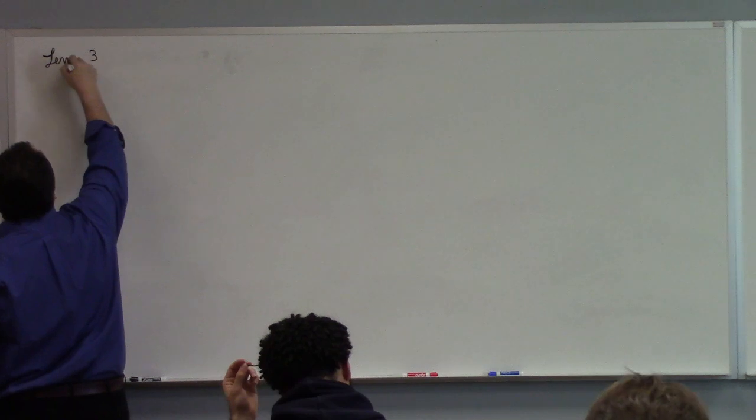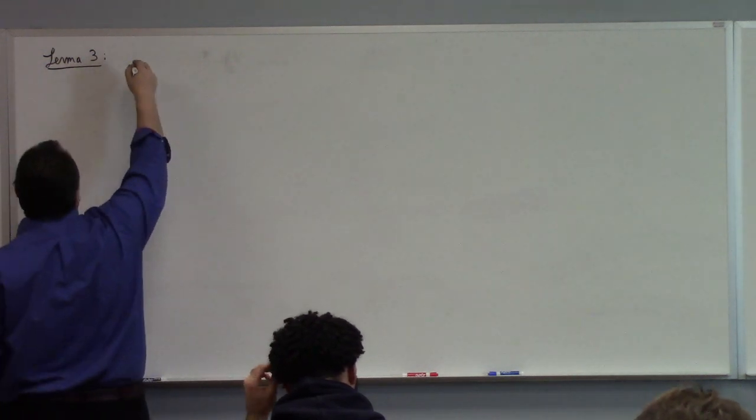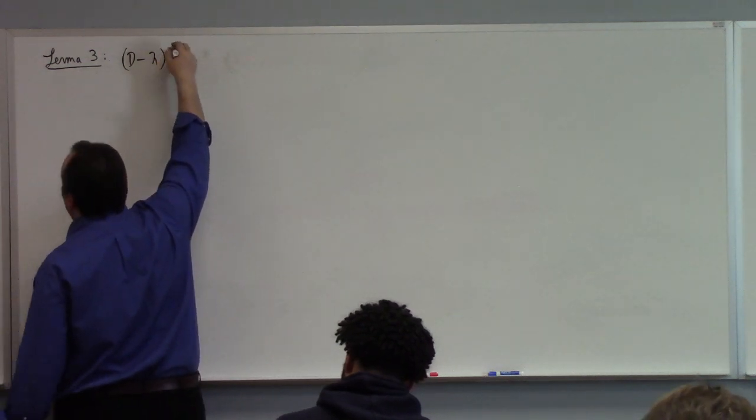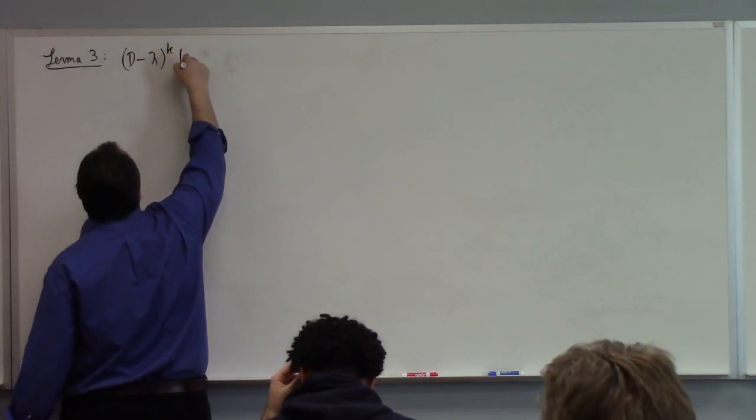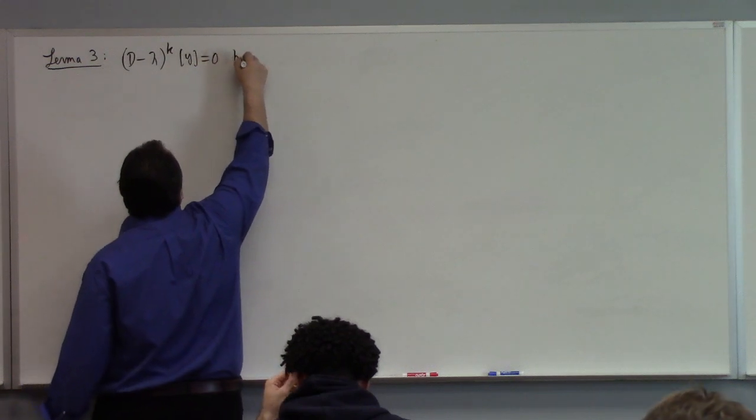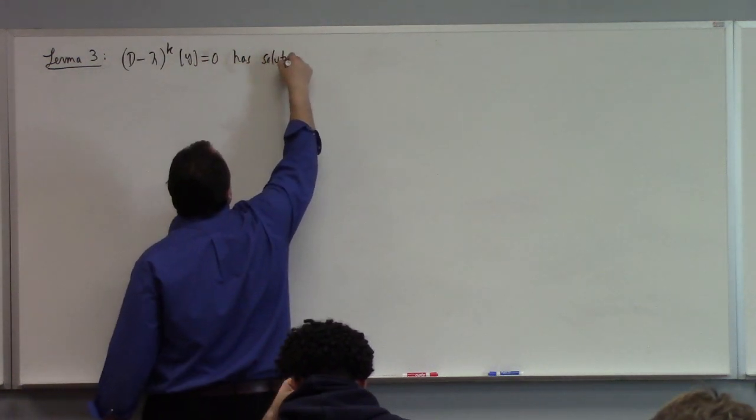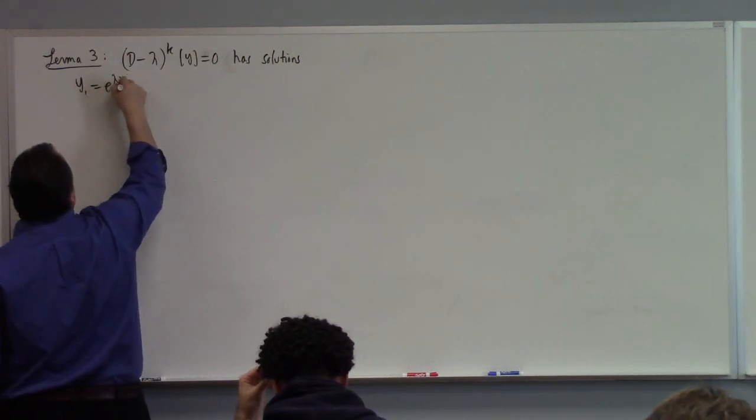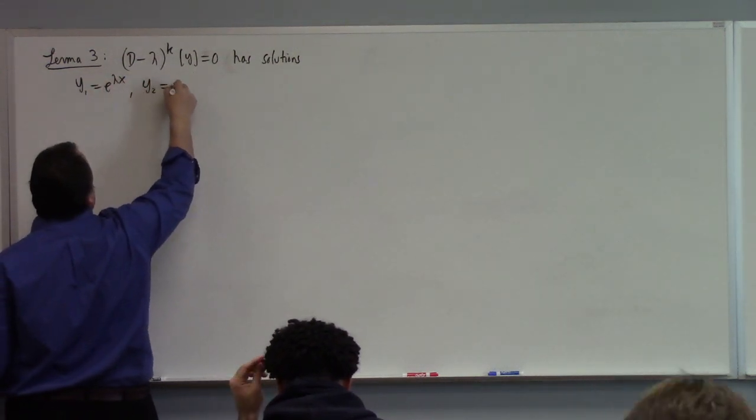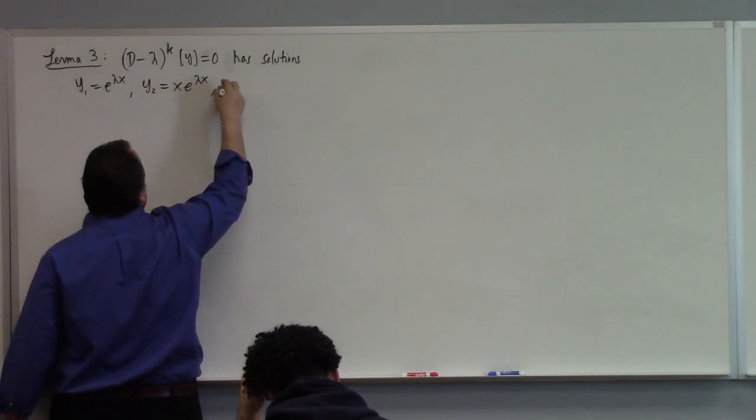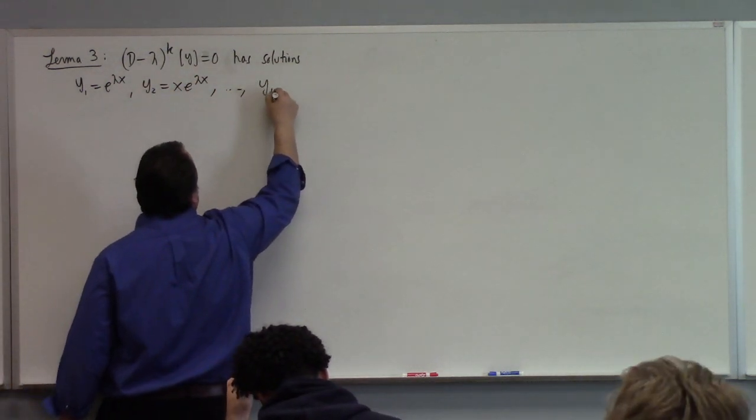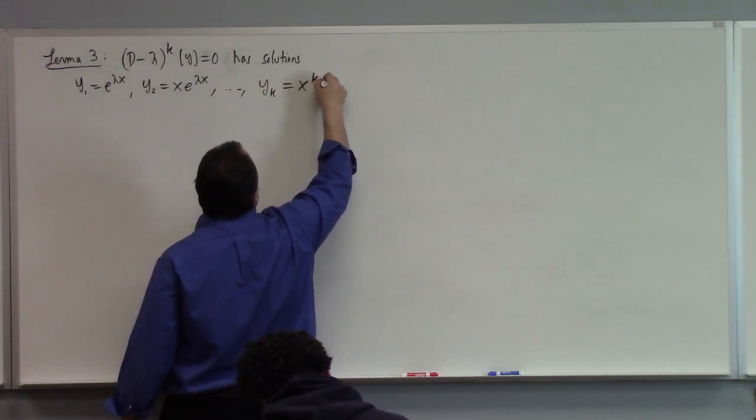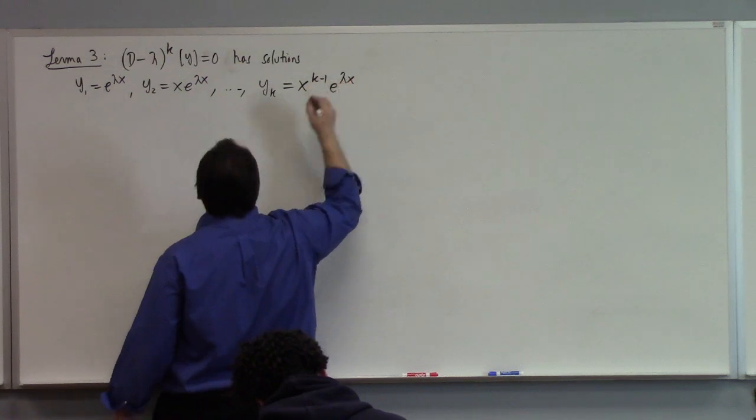Lemma 3. We'll continue with this story. (D minus lambda) to the k acting on y equals 0 has solutions y1 equals e to the lambda x, y2 equals x e to the lambda x, and so forth and so on. Eventually we get y sub k equals x to the k minus 1 e to the lambda x.